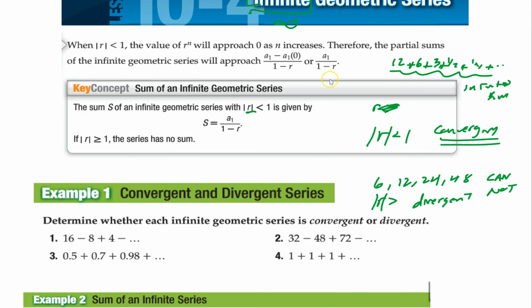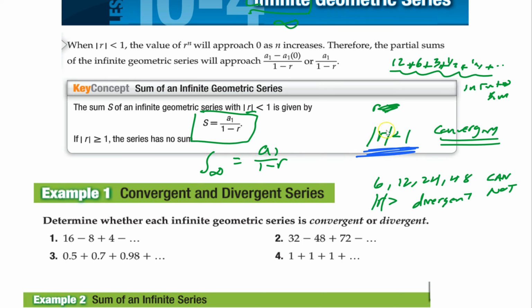Now, what's the formula to find the sum? It's actually a super easy one. It's this one right here. If you want to find the infinite sum, with a little infinity sign, it would be a1 over 1 minus r. Super basic formula. Key thing to keep in mind is if you can actually use it. And you can only use it if r is less than 1.